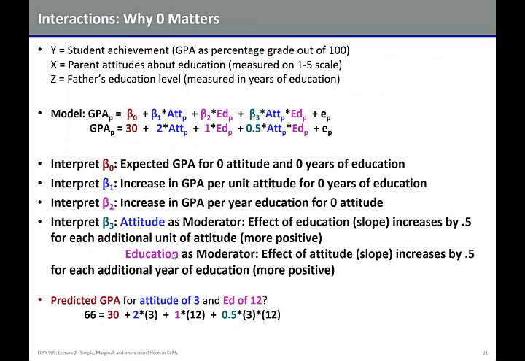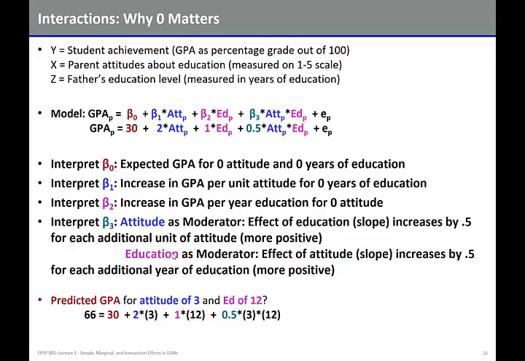So, this is why 0 matters. If we look at this here, Y is our student achievement, so GPA as a percentage out of 100. X represents a parent's attitude about education measured on a 1 through 5 scale. Z represents father's education level. This is a terrible example of father. Who cares about the father? But let's just call that education of the parents, whomever. And then we have all of our regression lines here and all the numbers that we saw before.